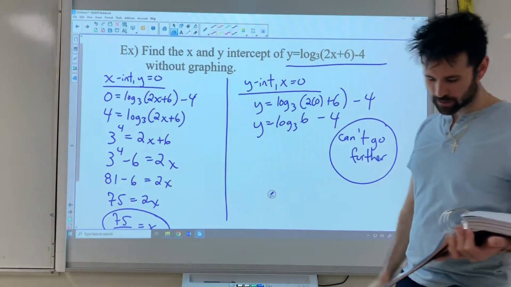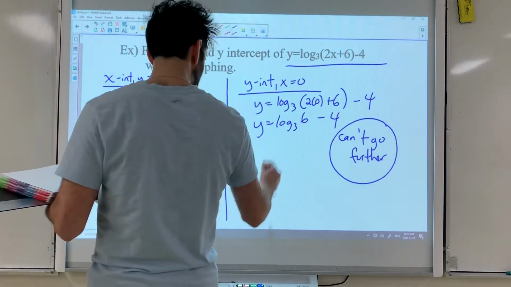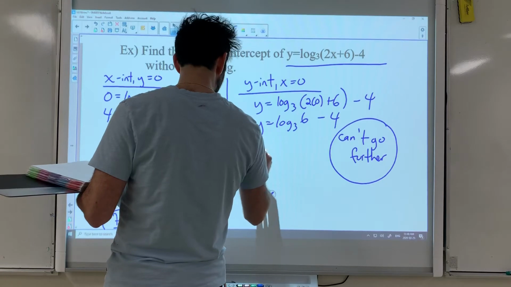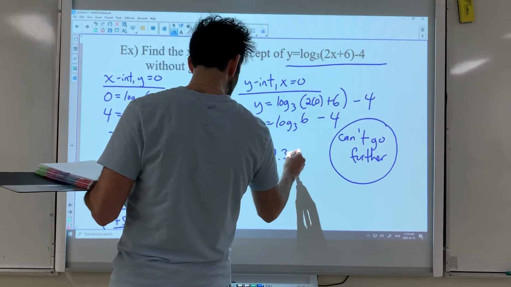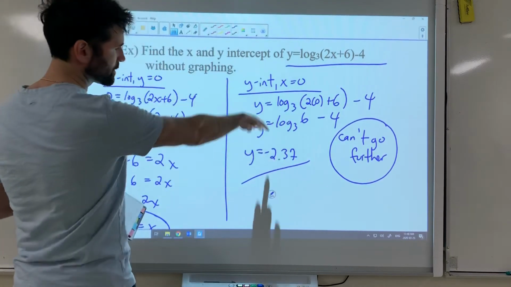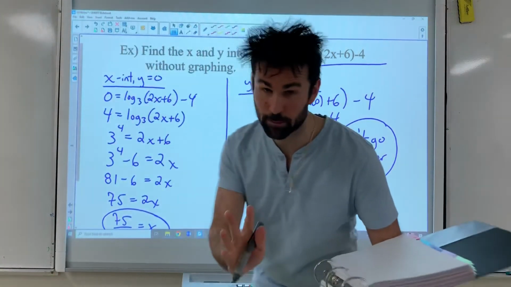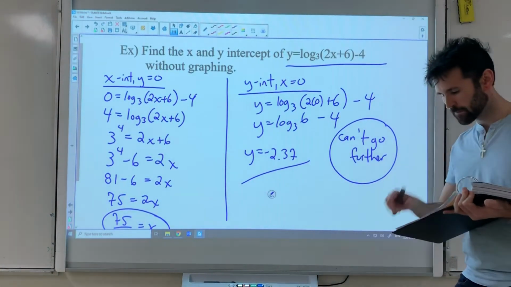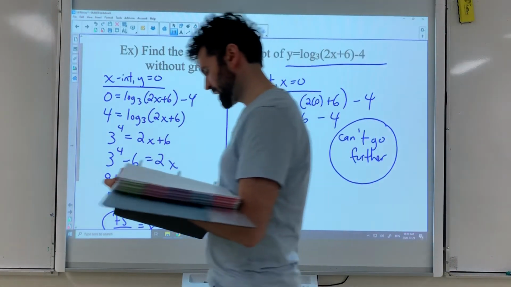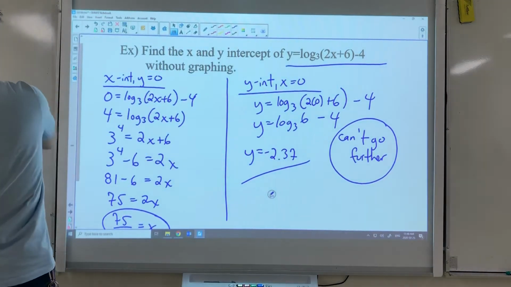If you were to type that in on a calculator using the change of base formula, I think you end up getting like -2.37. Okay? If they were to give this one on the exam, believe me, you'd be able to calculate it out. Okay? So that doesn't happen very often.